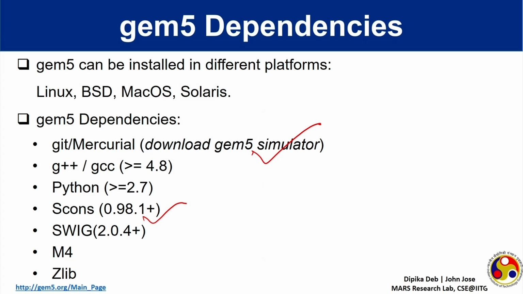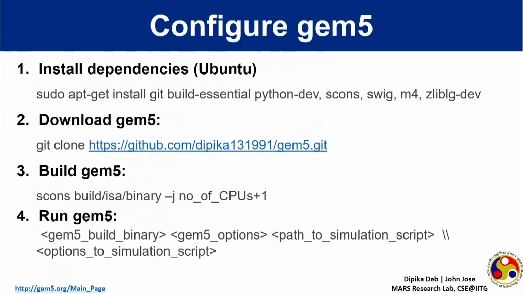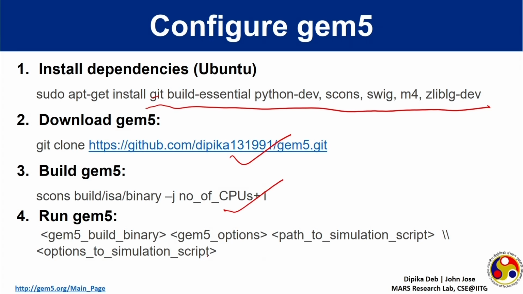Now, let us see how we configure gem5 in our system. These are the commands. To install the dependencies, type the following command in the terminal. I will use an Ubuntu system to show a demo. You can download gem5 using this command. We can then build gem5 using this command, and to run gem5 we will use this command. I will explain the build and run commands in greater detail.